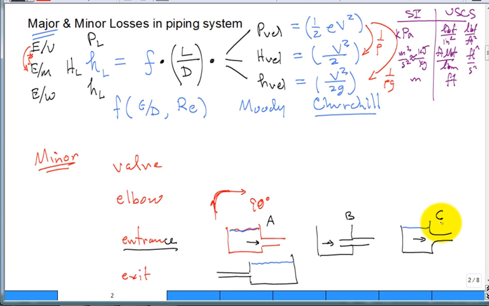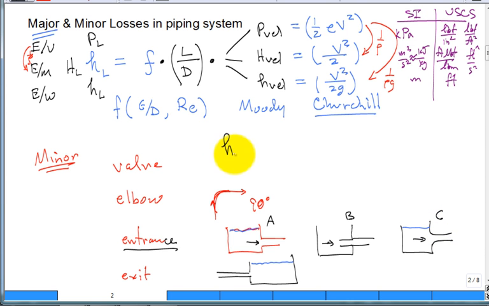Protruding. How about the edge? No, it's just a pipe stuck in. Actually, that can be quite common, that they build it that way. Okay. And then case C. It's flush, but it's a curved entrance. It's not a sharp-edged entrance.